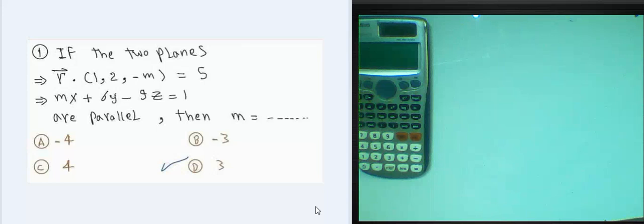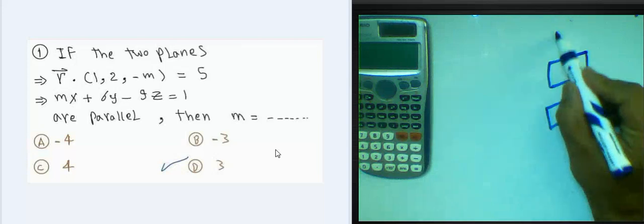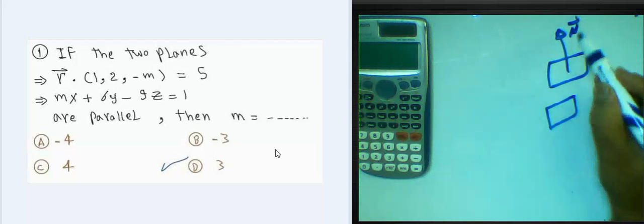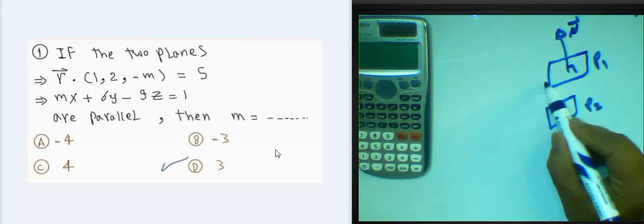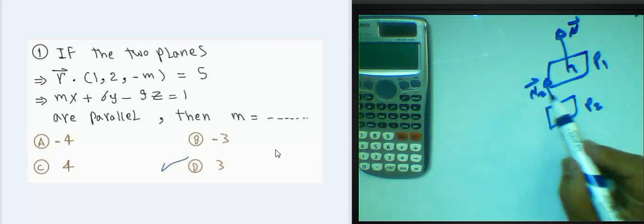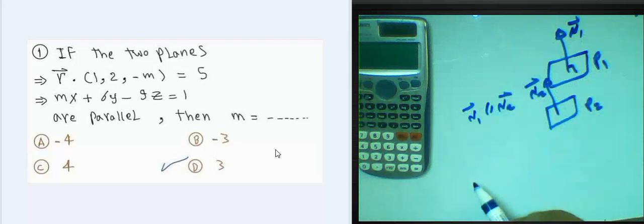Question number 1. If two planes, r dot (1, 2, negative m) equal 5 and the second plane mx plus 6y subtract 9z equal 1, are parallel, then m equals what? We know two planes are parallel when the vector n perpendicular to plane 1 and plane 2, n1, will be parallel to vector n2.